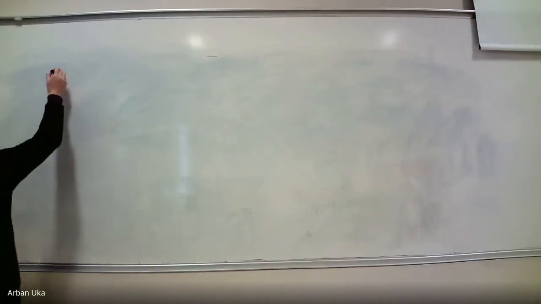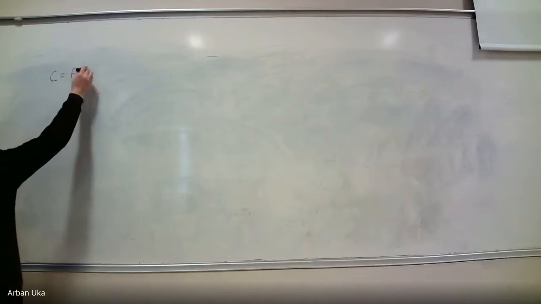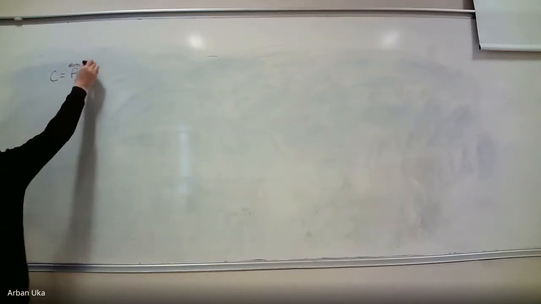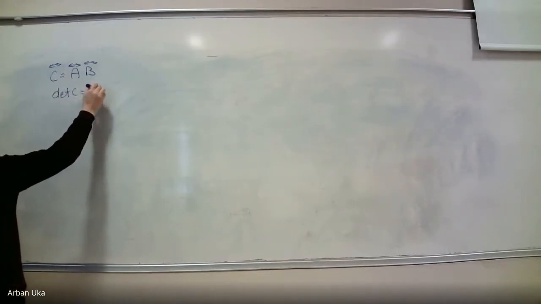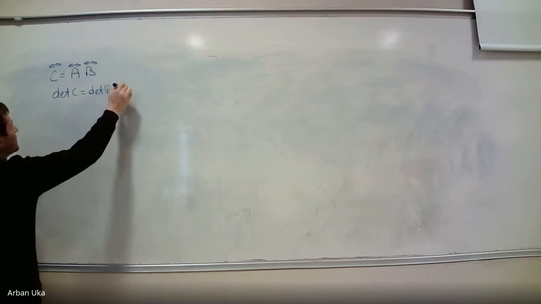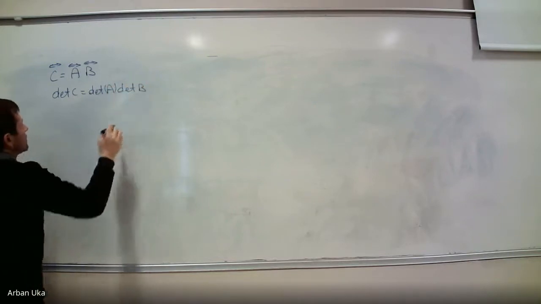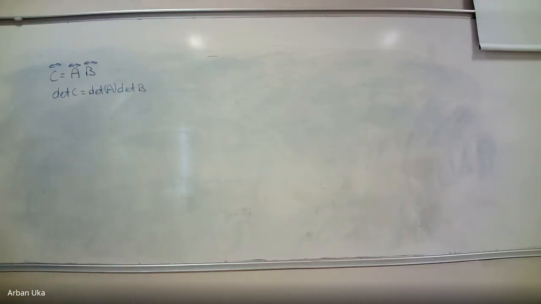Of the determinants is that when we multiply two matrices, so if we have matrix C, which is equal to A times B, where these are both matrices, then the determinant of C is equal to the determinant of A times the determinant of B. Okay, so this is a useful property of the determinants of matrices.